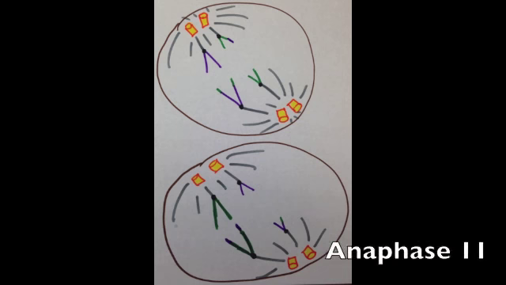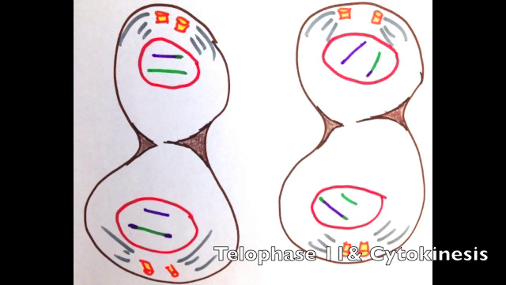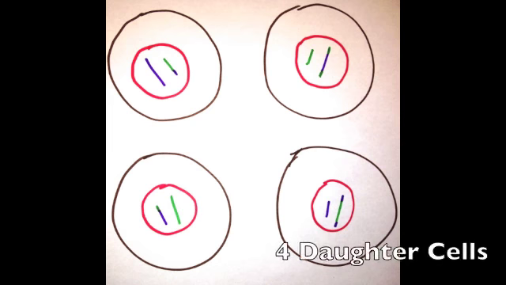During anaphase II, the proteins holding the sister chromatids together are broken down and allow the chromatids to separate. Finally, during telophase II, nuclei form, the chromosomes begin decondensing, and cytokinesis occurs. The end result of meiosis is four genetically unique haploid gametes with 23 chromosomes in each.